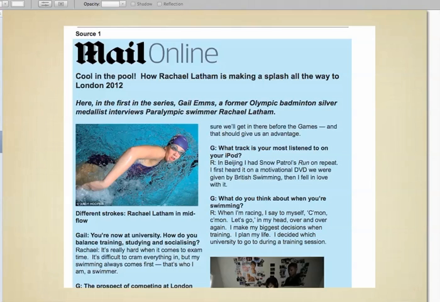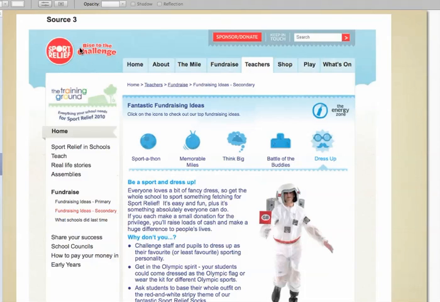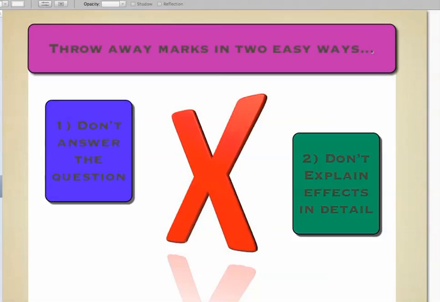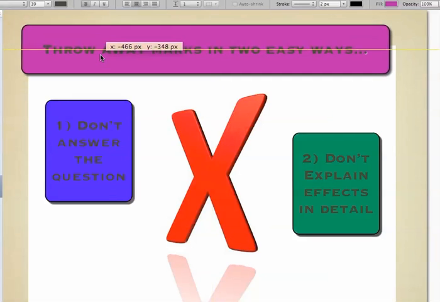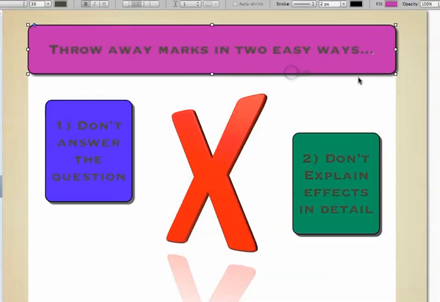So we'll use January 2012 as an example. You had your text from the Mail Online. You had your text from Sport Relief, a web page trying to persuade schools to get involved. This is what was going wrong when we looked at your papers. We were throwing marks away in two ways. If you really wanted to muck this up, do one or both of these two things.